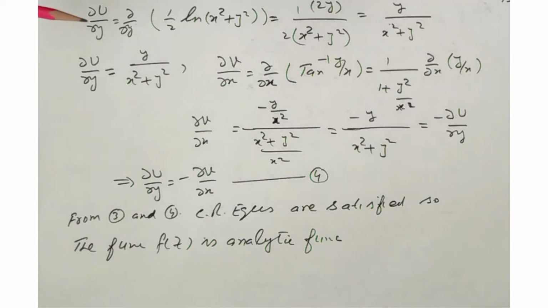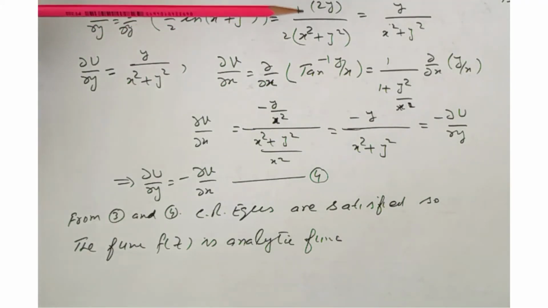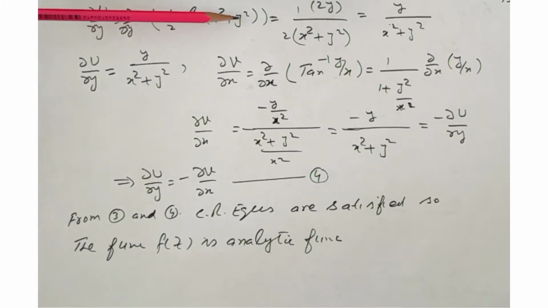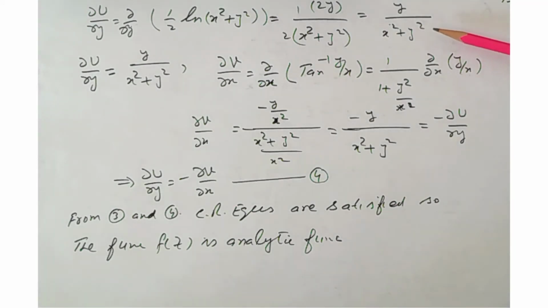We again partially differentiate u with respect to y, and this becomes 1 over 2 into x square plus y square. The derivative of this with respect to y becomes 2y, and this being a constant term, its derivative becomes 0. So this is y over x square plus y square. So partial u over partial y equals y over x square plus y square.